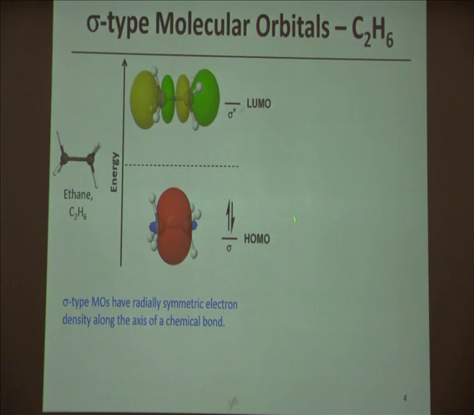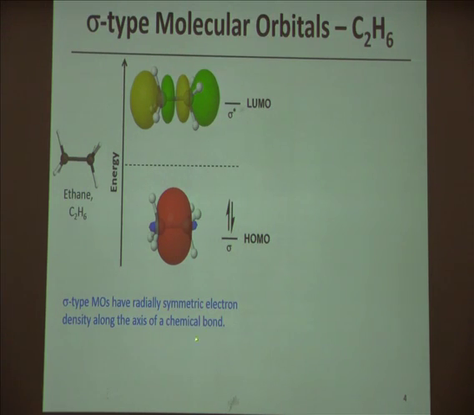The highest energy one with electrons is this one, so it's labeled HOMO. The lowest energy orbital that's unoccupied is this one, it's labeled LUMO. And again, the bonding orbital is stabilizing, or lowering in energy. The anti-bonding orbital, the one with the increased number of nodes, is destabilizing and higher in energy.